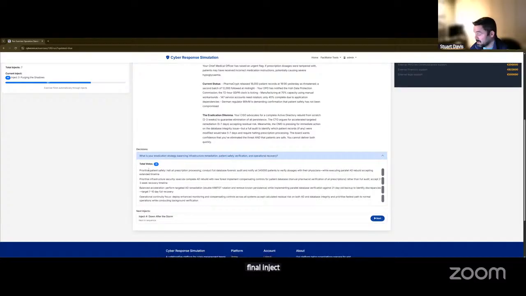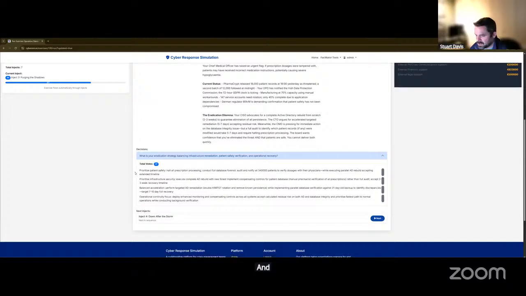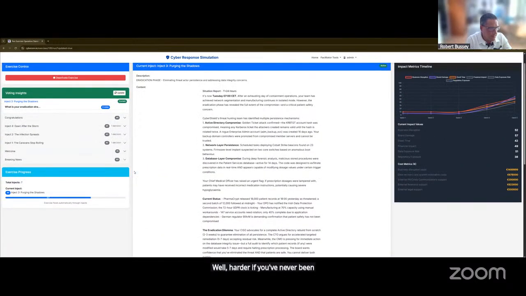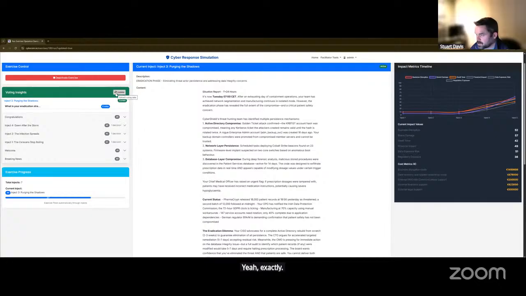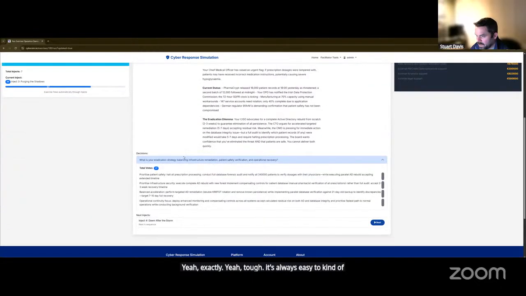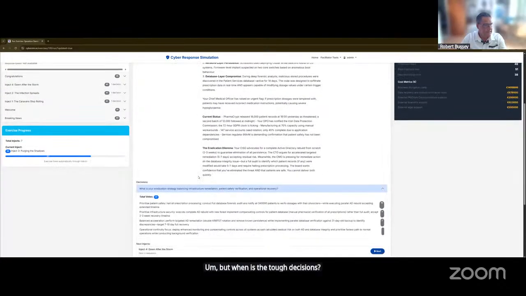This has been painful. I can only imagine how difficult this cyber attack would have been for the folks on the ground, and the confusion and tough decisions. All right, we're nearly there. It's harder if you've never been through a TTX or never discussed these scenarios internally. This is why it's good to do this. Yeah, exactly. It's always easy to spell out what we hope we do, but when it comes to tough decisions, all right.